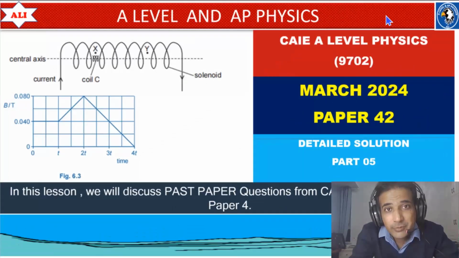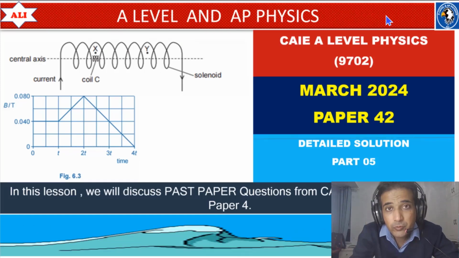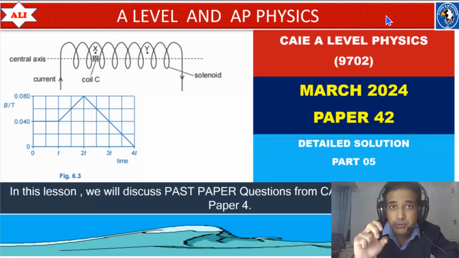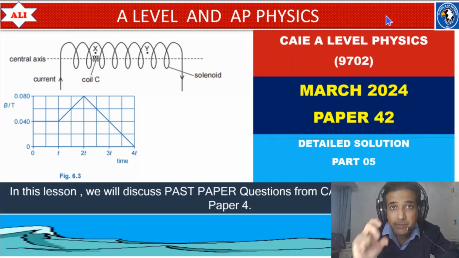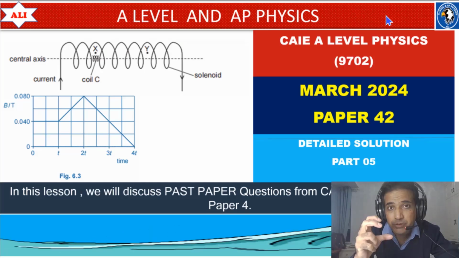Welcome to A-Level and AP Physics. In today's lesson, we will discuss past paper questions from March 2024, Paper 4, Variant 2. As always, we will discuss these questions in detail so you can improve your conceptual understanding of physics and also have a better understanding of these exam questions.